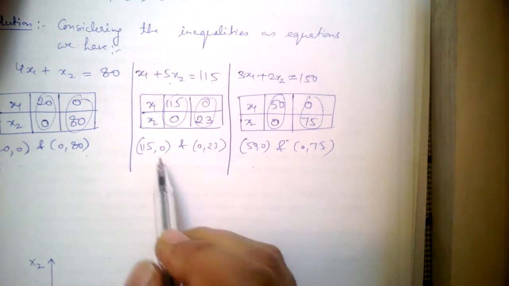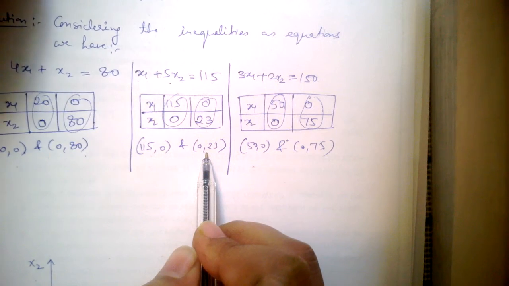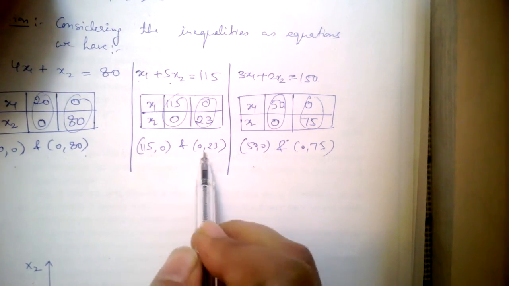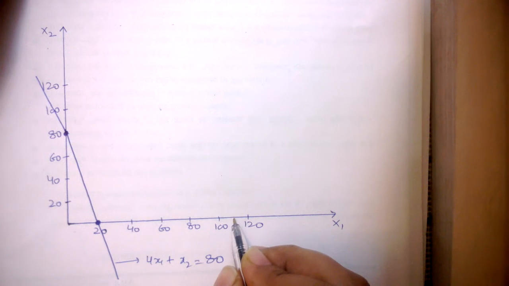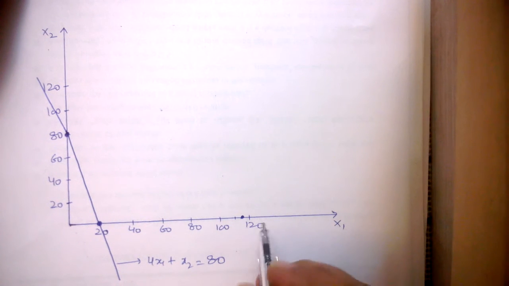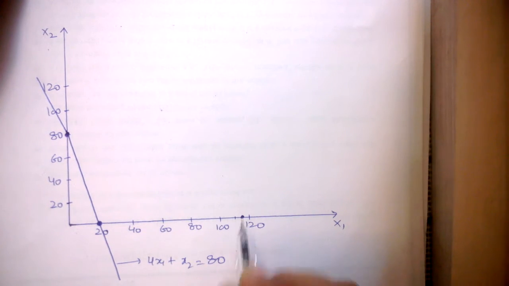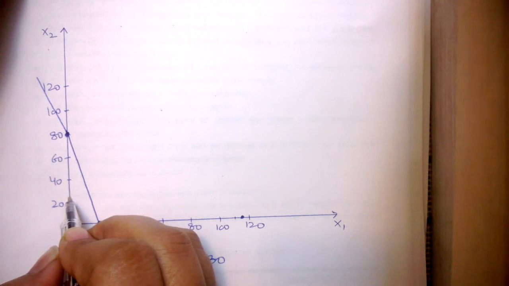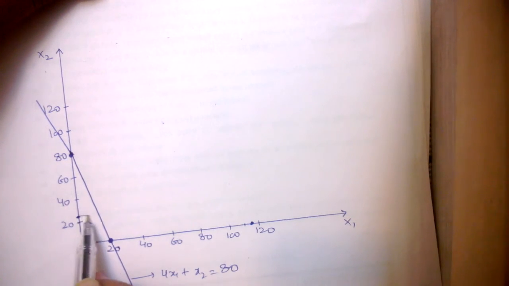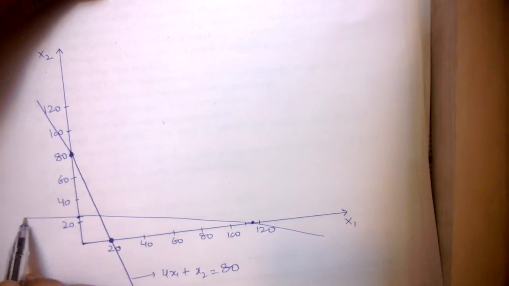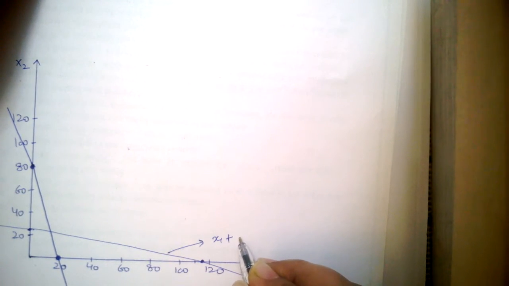Now the second line is x1 plus 5x2 equal to 115. In order to get this line, we'll mark these 2 points on the coordinate axis, 115, 0 and 0, 23. So this is 110, and 115 will be here. The 115, 0 point is this one, and the other point was 0, 23, which will be somewhere approximately here. We'll join these 2 points in order to get the second line. So this is the equation of the second line.